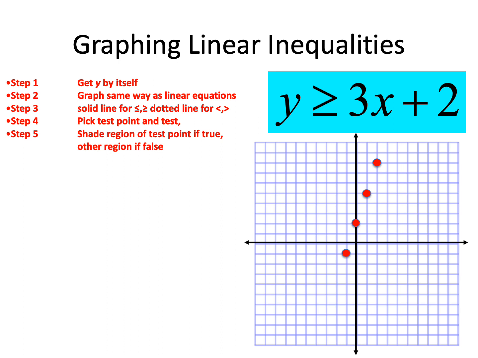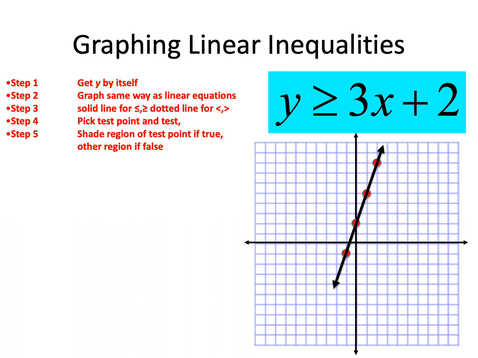You determine whether or not it's solid or dashed by the inequality. So less than or greater than is dashed, less than or equal to or greater than or equal to is solid. This one is greater than or equal to, so it's a solid line. And then you pick a test point. We always would like to choose 0, 0. It just makes the testing easier. But you can't choose 0, 0 if the line goes through 0, 0.